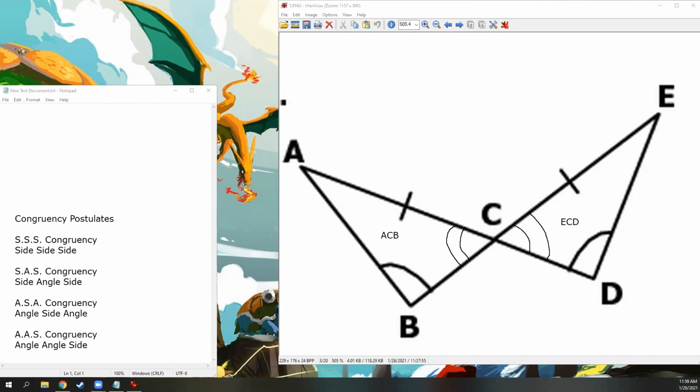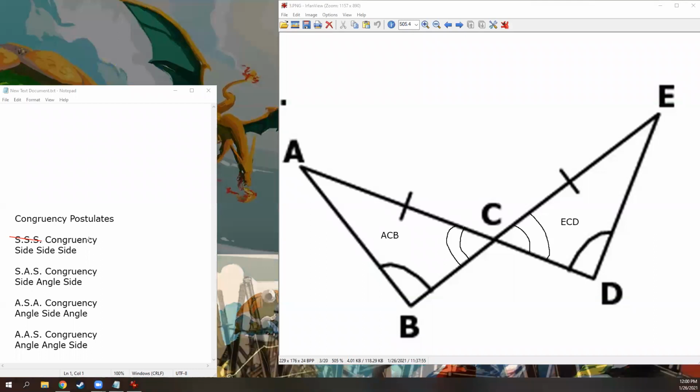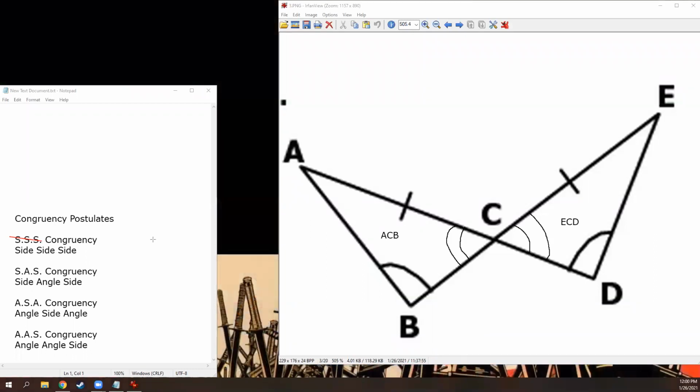So before we do anything else, let's count them up. We've got a side equal to a side, so that's an S. We've got an angle equal to an angle, that's an A. And we've got an angle and an angle here, that's another A. 2 A's and an S. Well, it's definitely not SSS. We don't have 3 sides. We have 2 A's and an S. It can't be SAS. 2 A's, right? Angle, angle, and side.